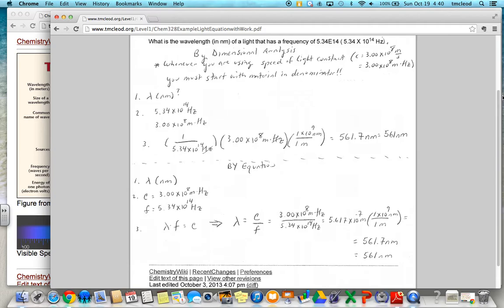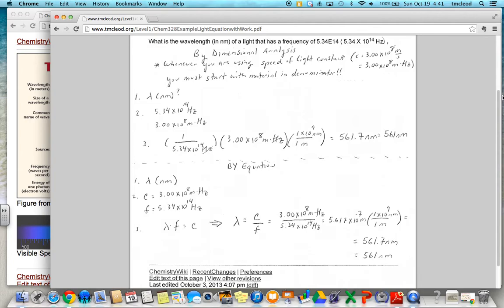Now, if you're going to be using hertz, what I'm telling you at the first is don't use the 3.00 times 10 to the 8th meters per second, because a hertz isn't in that unit. The better speed of light constant value to use is 3.00 times 10 to the 8th meters times hertz. Remember, a hertz is 1 over seconds, and that's why the hertz is times the meters. And that will help you out because now you can see that the hertz is a unit in there.